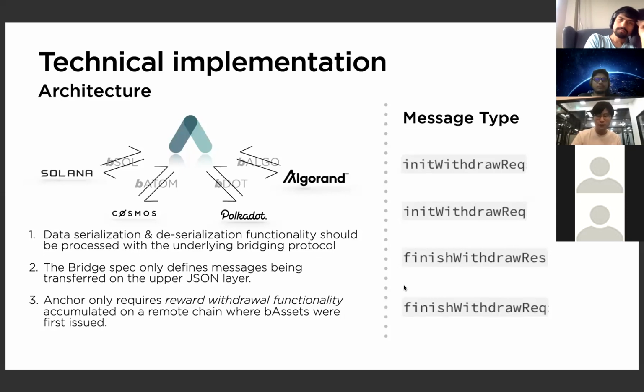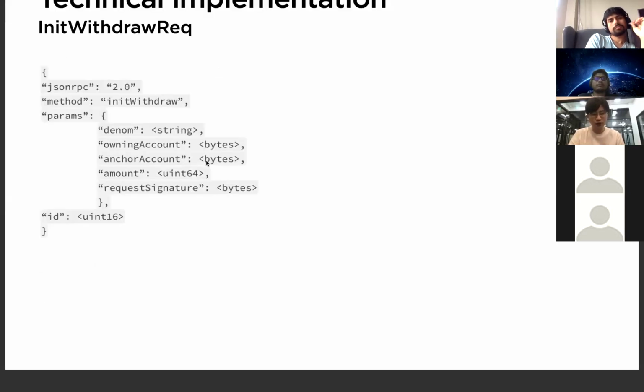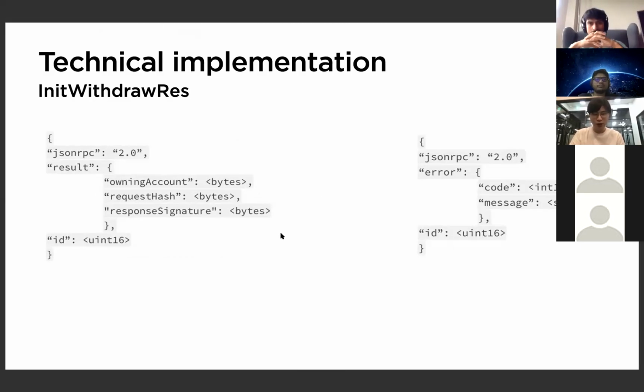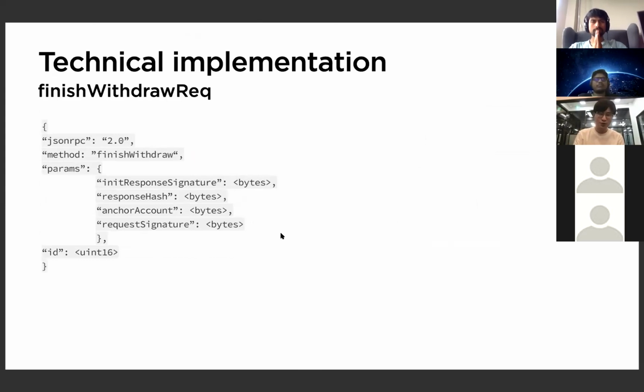And we define 4 major message types: init withdrawal request, init withdrawal response, finish withdrawal request, and finish withdrawal response. And it's really simple. It's just JSON RPC type of message that I won't go through in more depth. But it's basically RPC compliant. And anyone can build arbitrary messages, and anyone can build messages that are Anchor compliant based on these simple standards that allow the Anchor system to withdraw rewards from a third-party BSN implementation that is on a remote chain such as Polkadot.